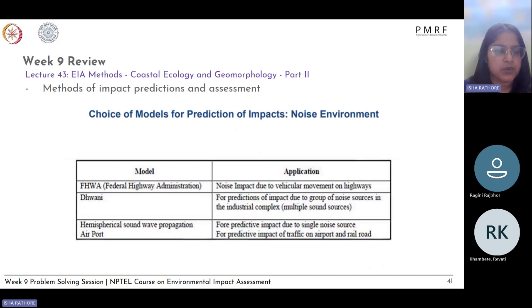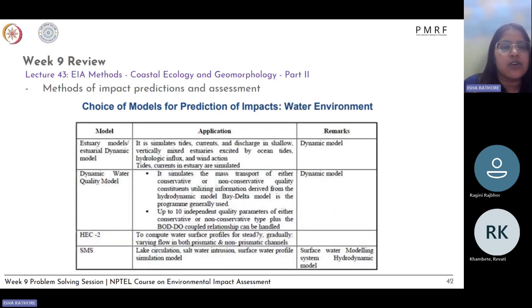The hemispherical sound wave propagation model for airports. This is used to predict impact due to a single noise source, and the impact of traffic on airports and railroads. So these kinds of impact models you can use for doing impact predictions and assessments. For the water environment, you have different models which simulate the tides, currents, and discharge based on the different situations which are there. It can simulate the movement of sediments based on the parameters which you have set.